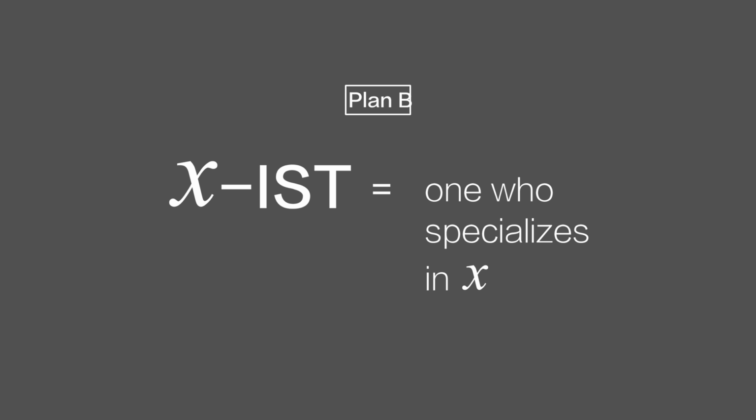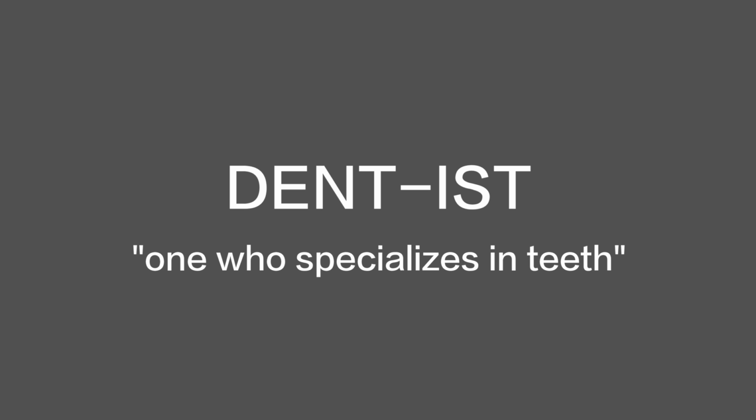The answer is actually our Plan B formulaic translation. The rule for these cases, then, is if there is no verbal idea, we default to Plan B. X-IST equals one who specializes in X. Thus, dentist equals one who specializes in teeth. Here now, to pull all this together, is a list of the words we have been considering.